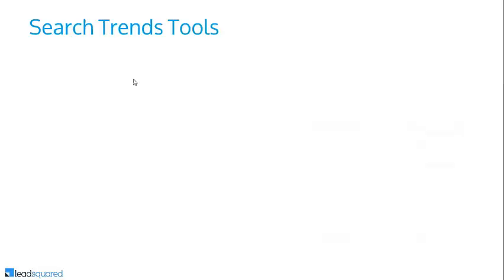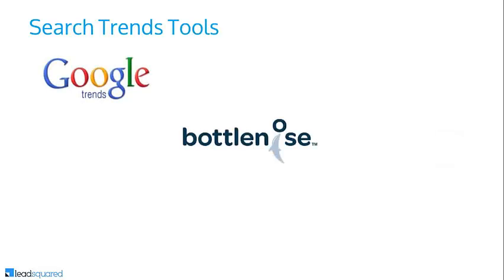So what are the search trend tools? How can you look for such keywords? You can look into Google Trends. You can search for trending keywords in bottlenose, which is another search trend tool, and you can also look in Topsy, which is the same kind of keyword search tool.